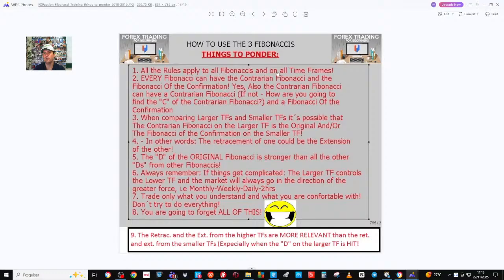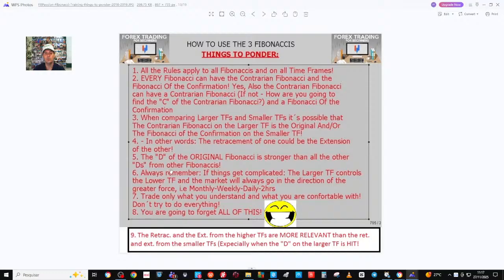All the rules apply to all Fibonacci's on all time frames. Every Fibonacci can have the contrarian Fibonacci and the Fibonacci of the confirmation. Don't freak out, I'm telling you. Yes, also the contrarian Fibonacci can have a contrarian Fibonacci. If not, how are you going to find the C of the contrarian Fibonacci? Great question. And the Fibonacci of the confirmation. When comparing larger time frame and smaller time frame, it's possible that the contrarian Fibonacci on the larger time frame is the original Fibonacci and/or the Fibonacci of the confirmation on the smaller time frame. Number 3 is happening as we speak on Euro Dollar. In other words, the retracement of one could be the extension of the other.